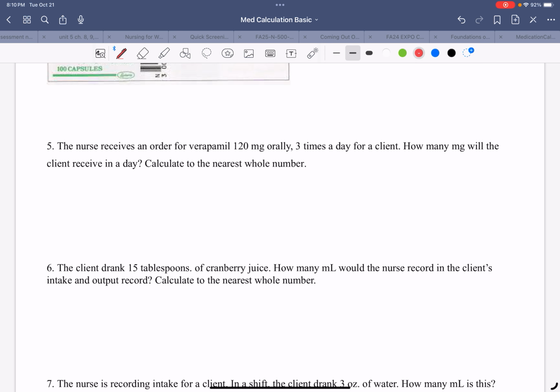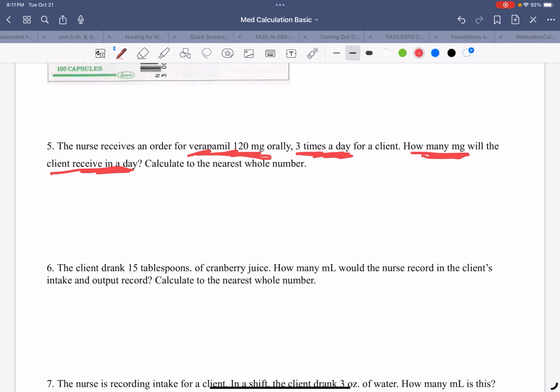We're going to speed it up a little bit since we already did question 4, especially with a question that is related to the one we've done. So, we received an order for verapamil 120 milligram orally 3 times per day. How many milligrams will the client receive in a day? Calculate to the nearest whole number. Again, this medication needs to be taken 3 times in 1 day, and the question asks how many milligrams the client will receive in 1 day.